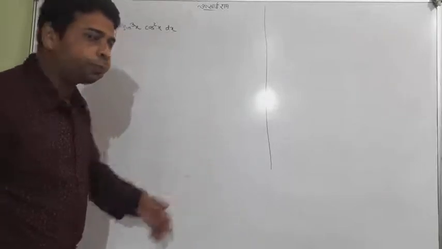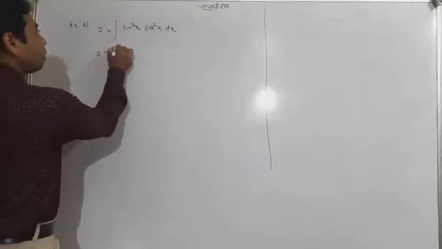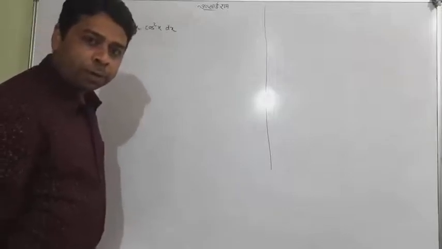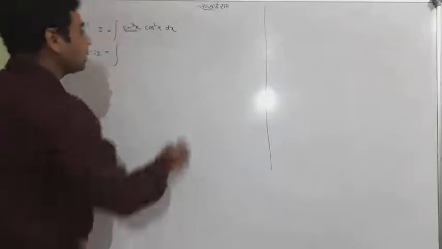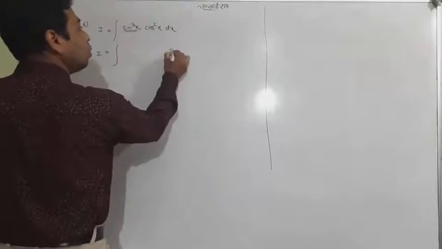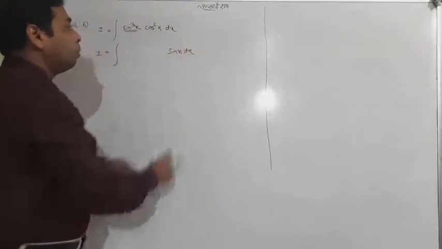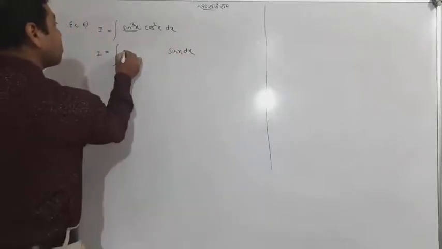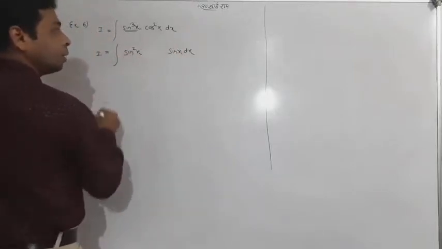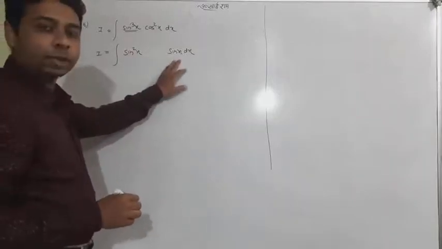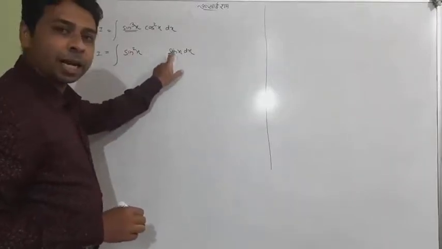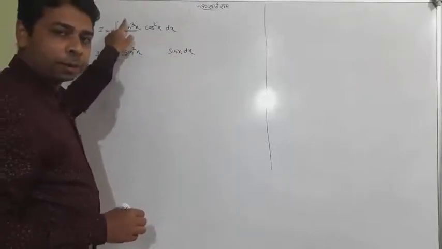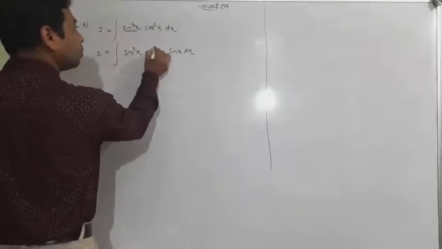What you have to do? Students, you separate the odd power into different powers. Sine cube x, make a sine with one power and separate it, and write the rest of the power here. Sine square into sine is equal to sine cube. Always write a single power term here and separate the term having the odd power. Cos square x will be the same.